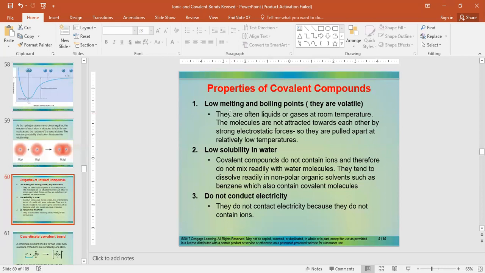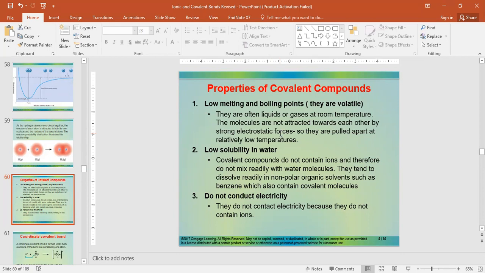The covalent compounds, number one, are known to have very low melting and boiling points. Actually, most of them are volatile, and they may be liquids or gases at room temperature. And these molecules are not attracted towards each other by the strong electrostatic forces like we saw.